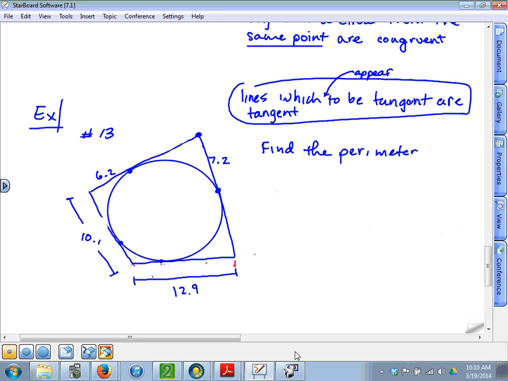This direction is important. It says lines which appear to be tangent are tangent. Isn't that what your directions say? Yep. In the directions, read through the directions. Find the perimeter. Okay. So we don't have to prove that they're tangent. Polygons. The point of the question, you guys.